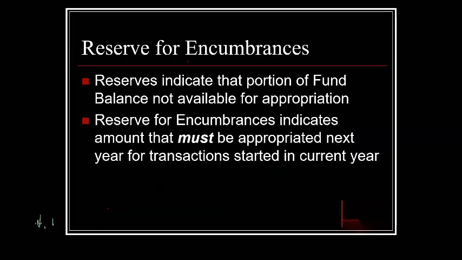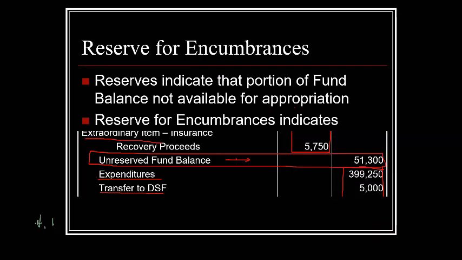Take the reserve for encumbrances. What is the reserve for encumbrances? The encumbrances is a reserve in which we keep some of the fund inside it in order to finance an action that already started during the previous year, and it will continue in the next year. We are saying that this reserve indicates that portion of the fund balance not available for appropriation. This one is reserved for a specific activity. This activity has been started during the previous year. So the reserve for encumbrances indicates the amount that must be appropriated next year for transactions started in the current year.